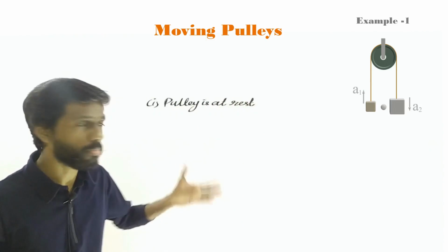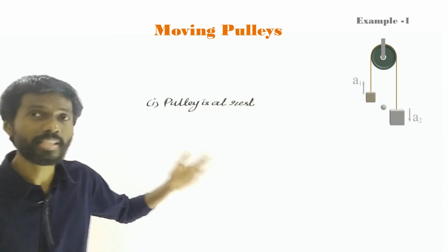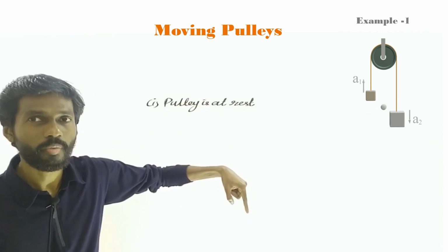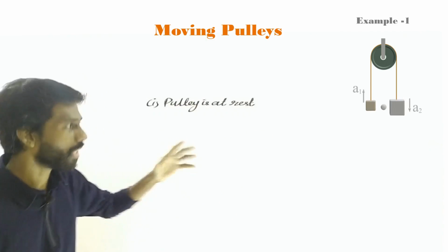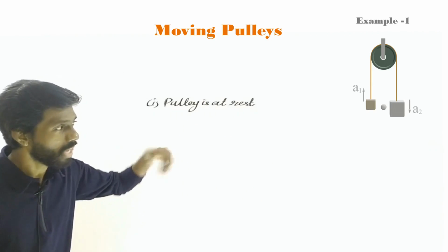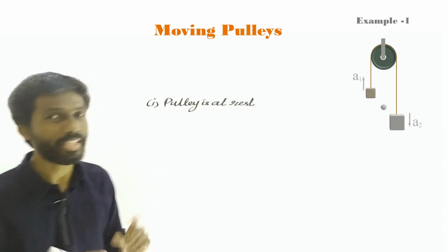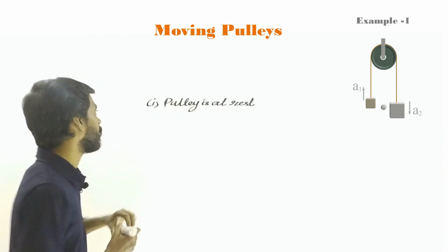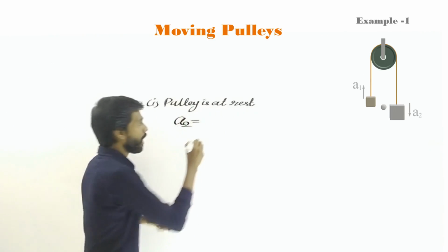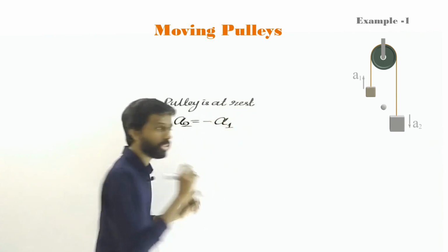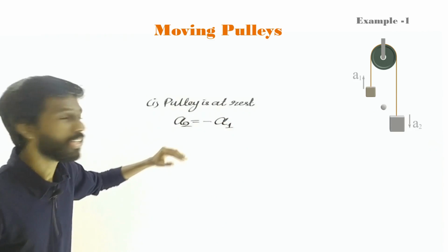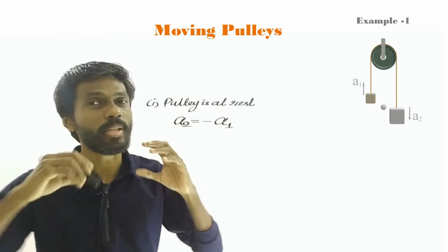When the pulley is at rest, this block is moving up with acceleration, say A1. The other block is moving with acceleration A2. Actually the other block is moving downwards with the same magnitude of acceleration, but for convenience we take the direction fixed. So let us take the upward direction to be positive. Acceleration A1. The other block is moving up with acceleration A2. Actually it is moving downwards, that means A2 will be negative. So what is the relation? This acceleration A2 equals negative of A1, because they are in opposite directions. This is what we did in the last class. They have the same magnitude, but the directions are different. So this is the simple relation between the accelerations of these two blocks when the pulley is at rest.